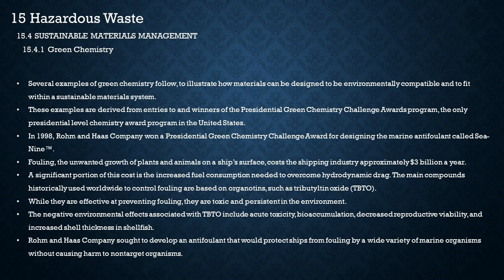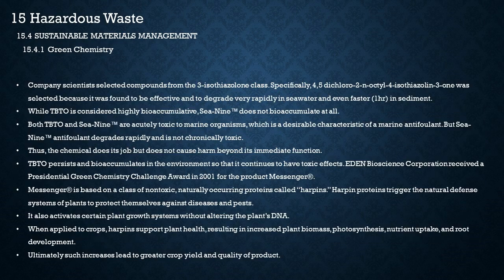Rohm and Haas Company sought to develop an antifoulant that would protect ships from fouling by a wide variety of marine organisms without causing harm to non-target organisms. Company scientists selected compounds from the 3-isothiazolone class. Specifically, 4,5-dichloro-2-n-octyl-4-isothiazolin-3-one was selected because it was found to be effective and to degrade very rapidly in seawater, and even faster in sediment.